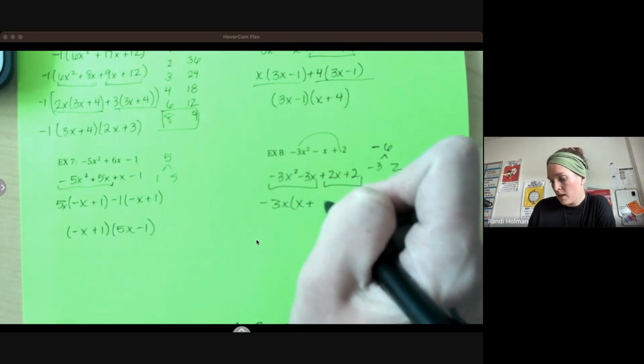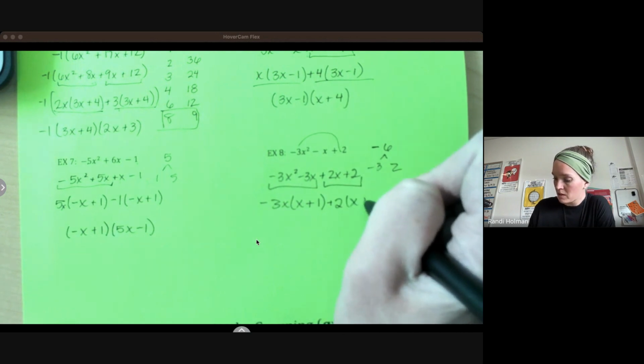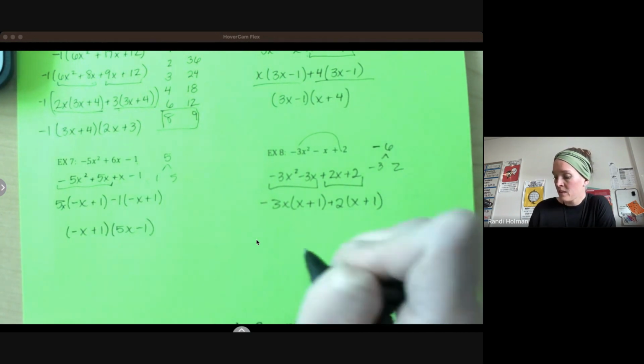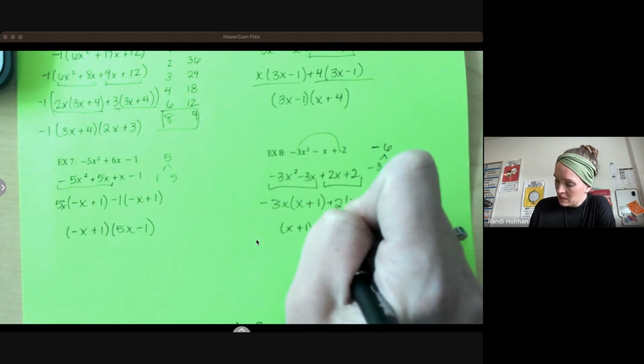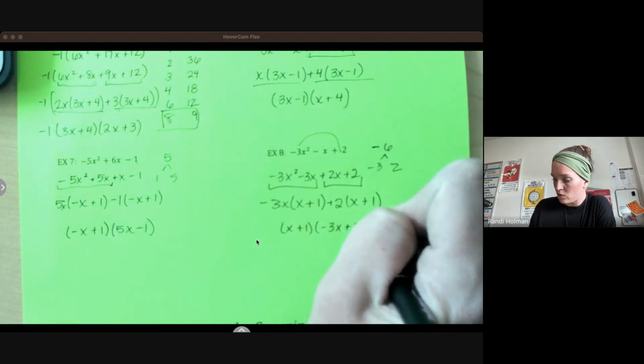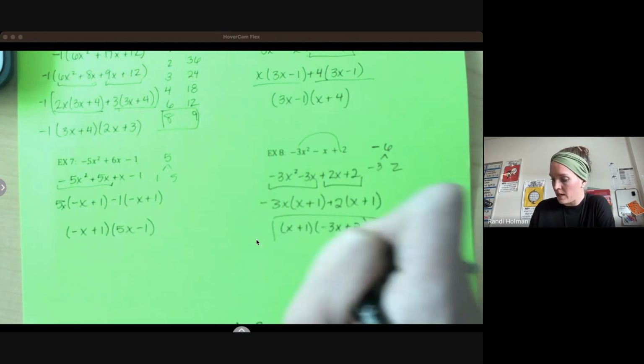3x, x plus 1. Here we're going to pull out a 2x plus 1. Greatest common factor here is x plus 1, and we're left with negative 3x plus 2. Okay, can't factor either of those further, so we are all done.